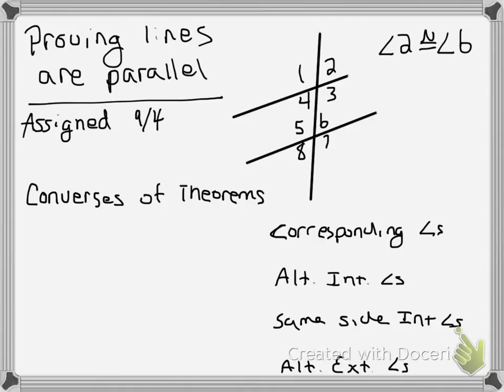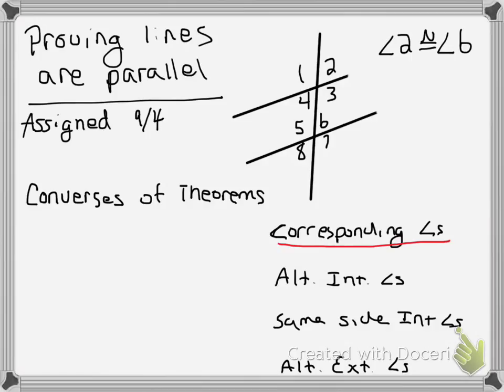Okay, so you look at it and you think, all right, if angle 2 is congruent to angle 6, then those are corresponding angles and they're congruent, so the lines have to be parallel. And that's exactly how I want you to think about it. Now, you see where I have corresponding angles written down here. That's what we usually use to say that two angles are congruent if the lines are parallel.